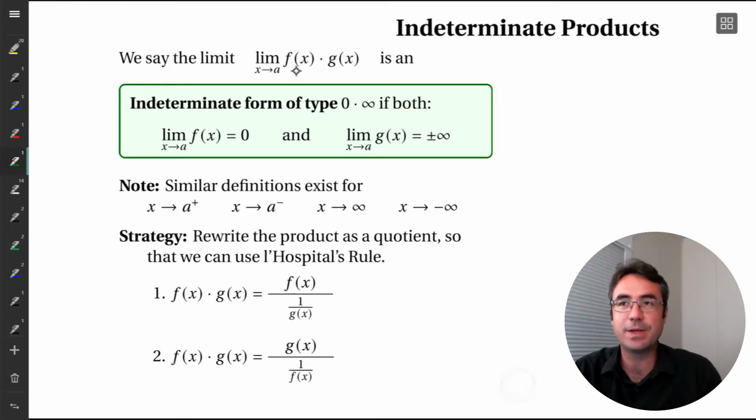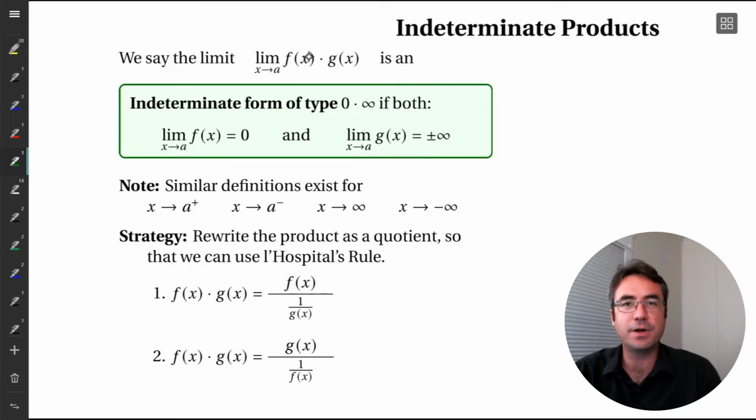So this happens when we have a function times another function. And the form here for an indeterminate product is 0 times infinity. All right, so we're calculating the limit of a product of two functions. How do we get this form? Well, one of those functions, in this little definition, f, goes to 0. And the other function, in this definition, g, gets really large positive or really large negative. So it goes to positive infinity or minus infinity.